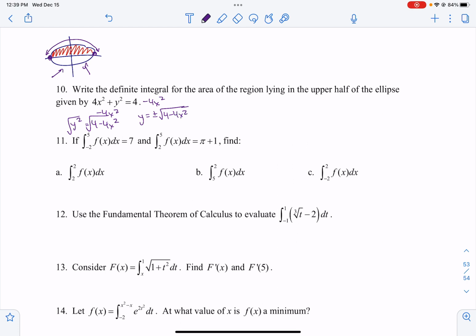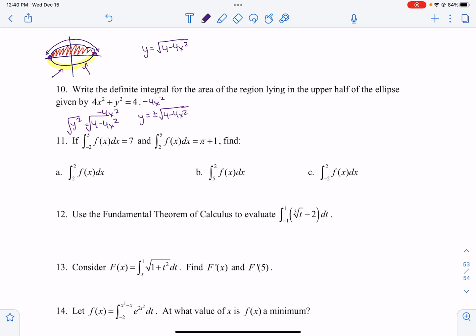So now you have to make a decision. Which one of those, the positive or the negative, represents the line that you're interested in? Hopefully it's obvious. We are interested in the positive version of the square root. The negative version is going to give me this line down here. We don't want the negative. We want the positive. So my function that I'm using is y equals square root of 4 minus 4x squared.